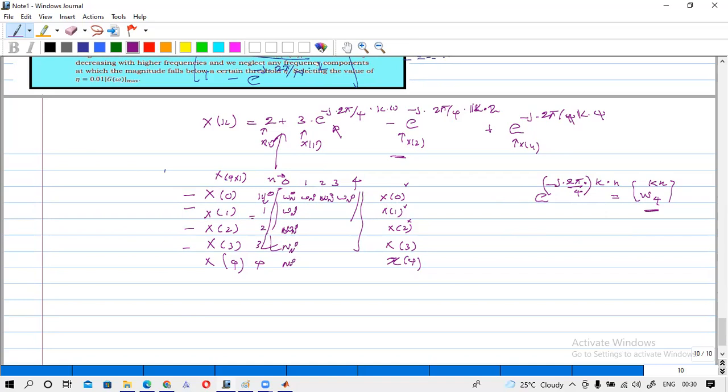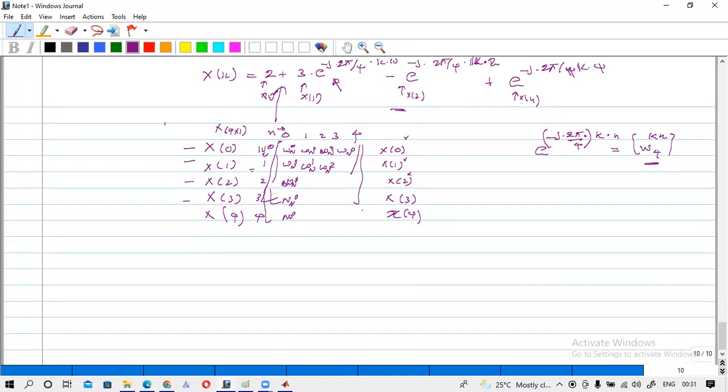Okay, so if you get this one, you can see that n is 1 and k is 1. Okay, so you have n1. So here n is 2, k is 1, so you have n2. Okay, so I will write it here.